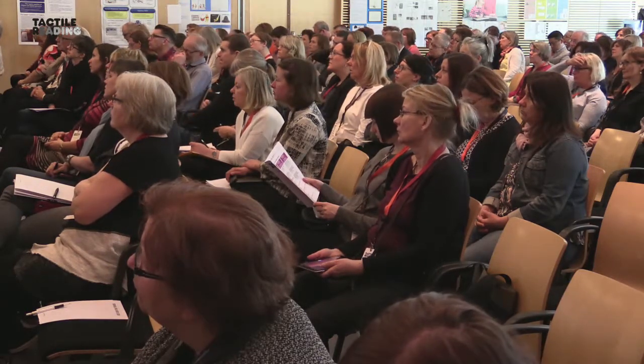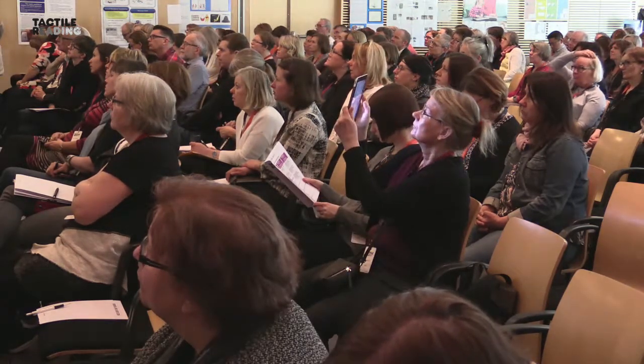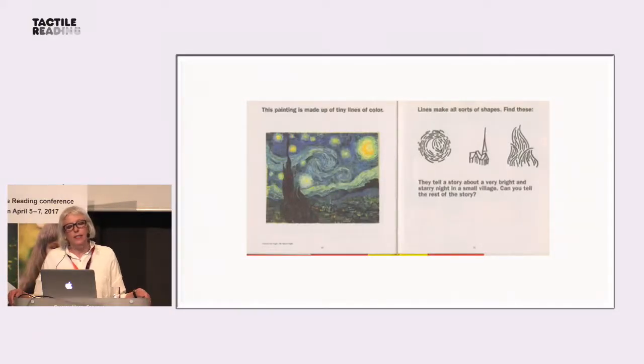Another example from the same author. It's about lines, and we have a book opening, and it's a light evening. It's a painting showing a late evening, a sky full of stars and a moon, and it's shining, and it's made of lines. And this painting is made up of tiny lines of color, the text says. Lines make all sorts of shapes. Find this, and then we find these three examples. One is lines shaping a kind of a globe or a round shape.